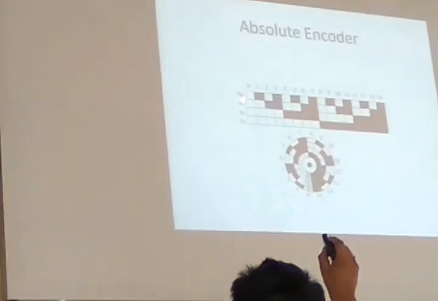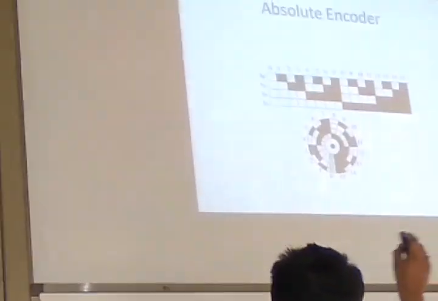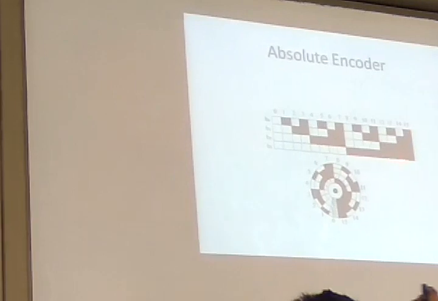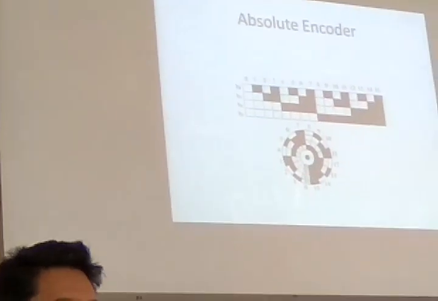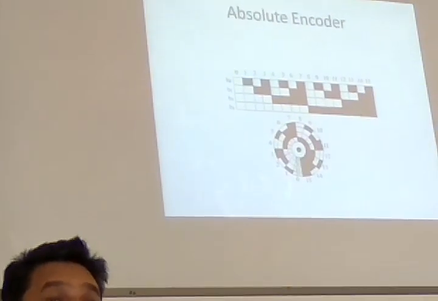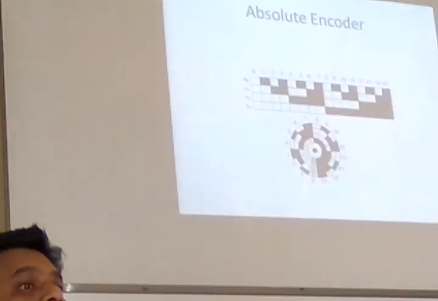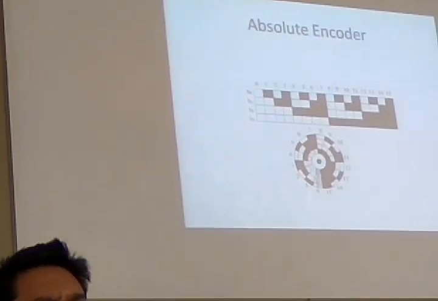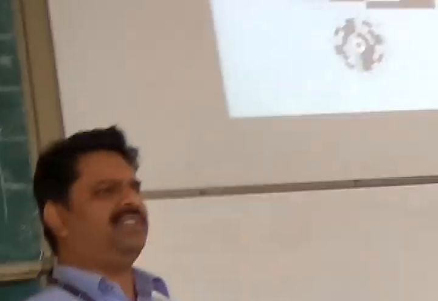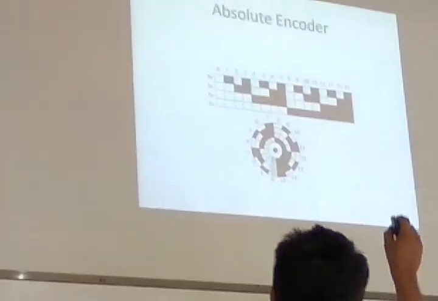Now, what we did was multiple tracks. This is track 1, this is track 2, this is track 3, this is track 4. This is a 4-bit absolute encoder. This is not 3-bit. Now it is a 4-bit absolute encoder. Now, how do I interpret the results from an absolute encoder? Very simple. There is no counter, no flip-flop, nothing. It's very simple.